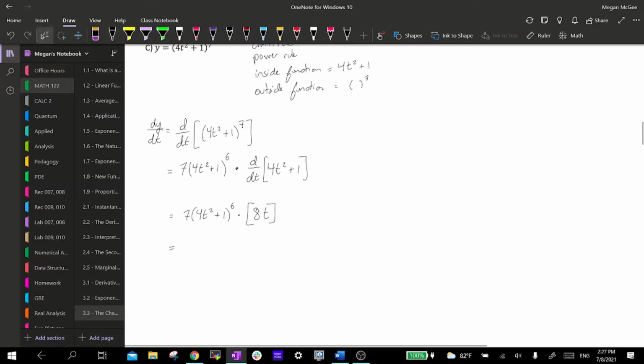So we can clean this up just by dropping these brackets and multiplying through. So 7 times 8t gives us 56t times 4t squared plus 1 raised to the 6th power. And that's our final answer for this problem.